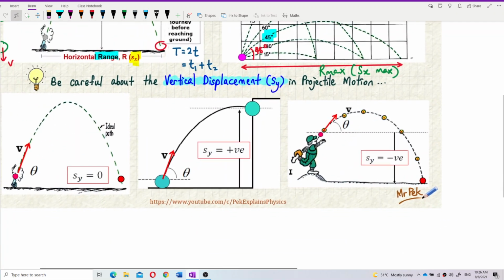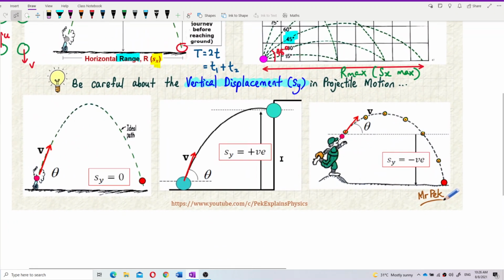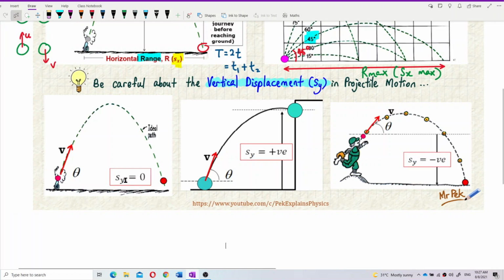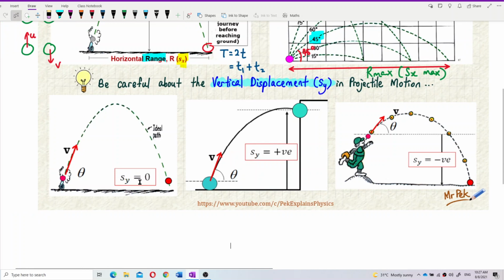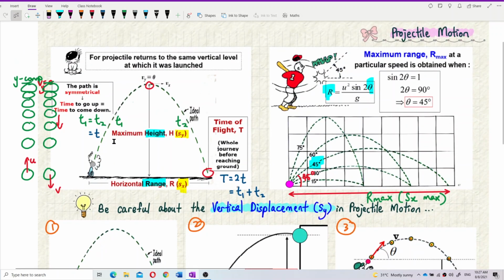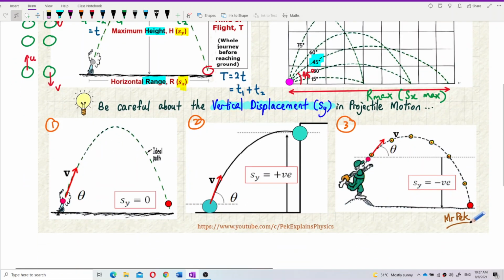Now, look at this. This is one very important thing. Be careful about the vertical displacement in projectile motion. Many students always substitute the wrong value for the vertical displacement. Here we have several examples: the first one, the second one, and the third one. First, look at the first example.